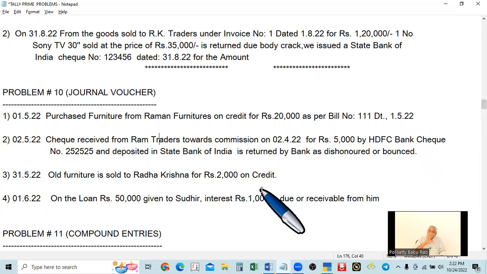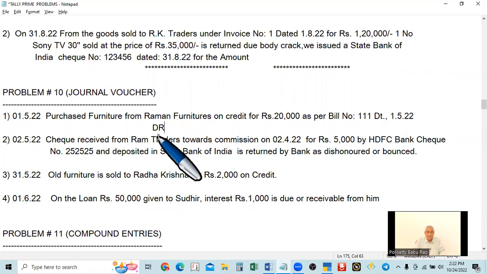When we received commission, we are not concerned with his name. Received commission, that is income, commission, and through check, we deposited in the State Bank of India. So we record only our bank and commission at that time. Personal account is not required. But here, since the check is dishonored, he has to pay us. That's why his account is to be taken. So he will become a debtor to us.